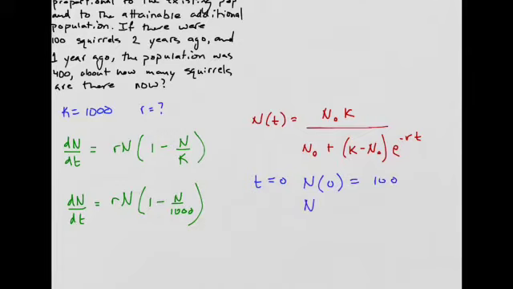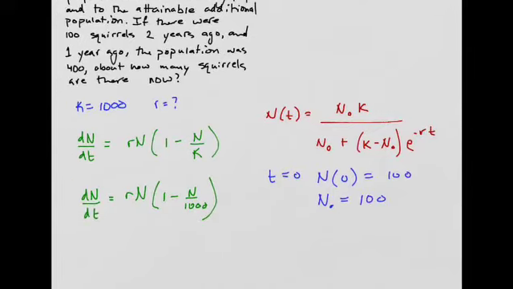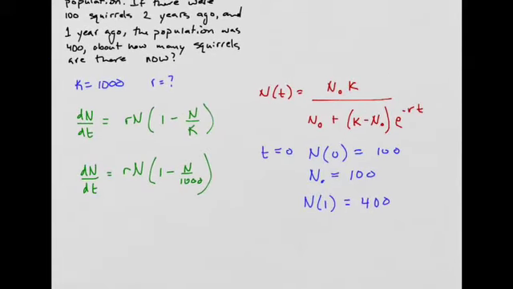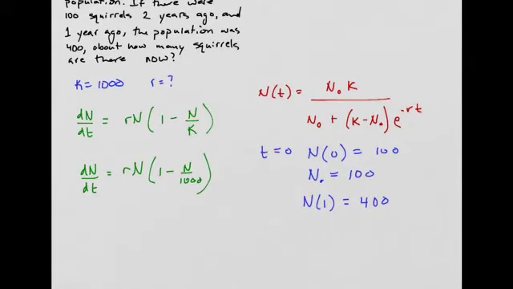So that means the starting n sub 0 is going to be 100. And then it says 1 year ago, well, that would be n of 1, and it tells us the population was 400. Okay, so then I can use that and I can solve for things. And also, at the end, when we get all these values, we can plug in and see what we get.